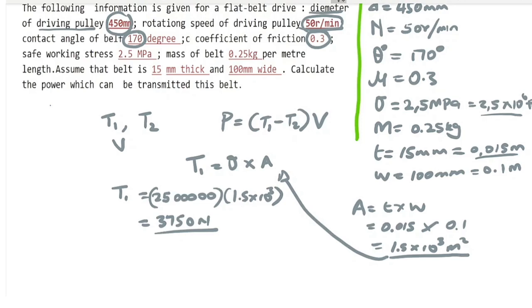Don't worry about this 245. It's the same as what I wrote there, 2.5 times 10 to exponent 6. It's the same like this.